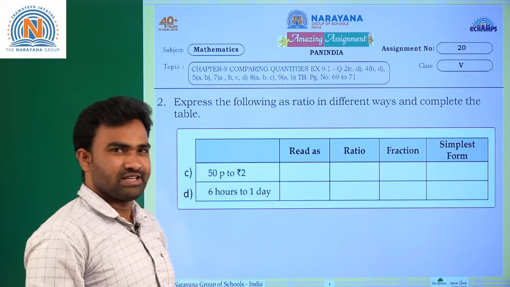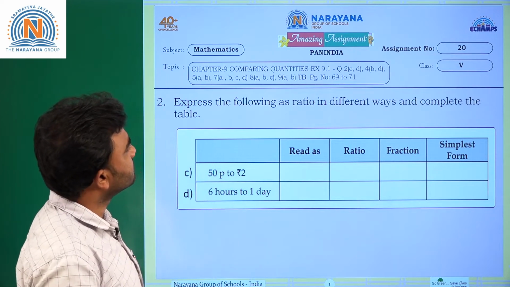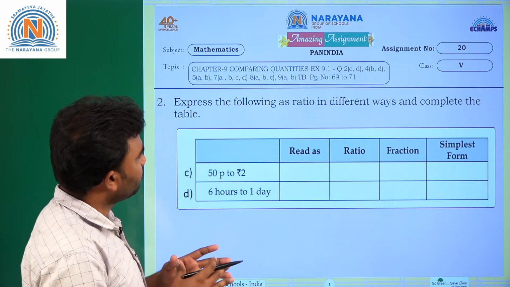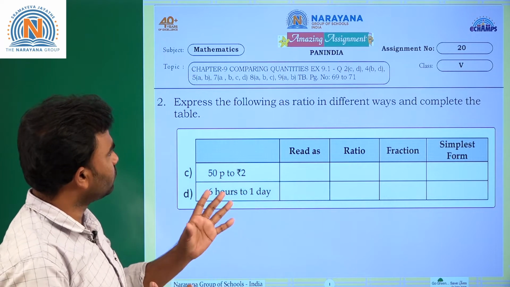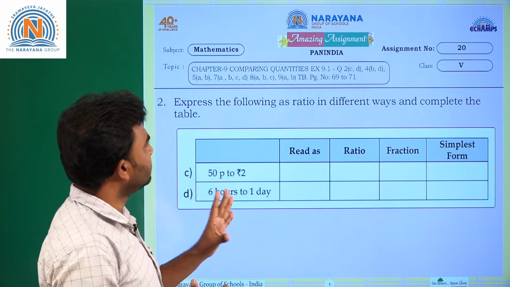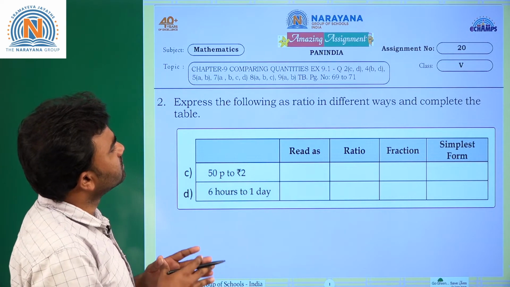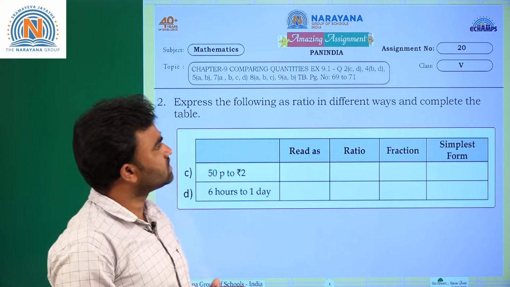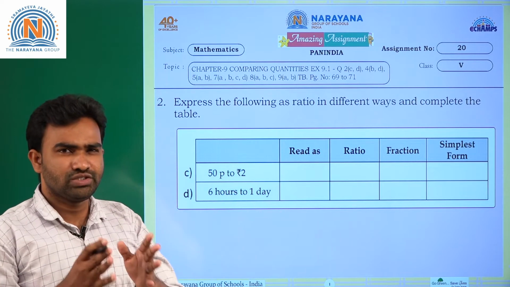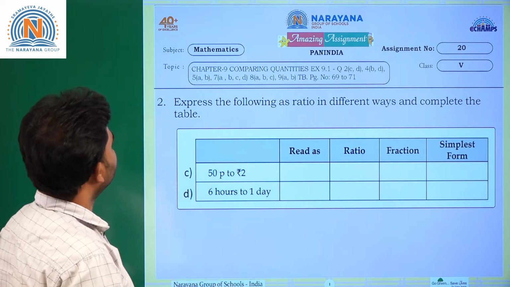Today's amazing assignment is on Chapter 9, Comparing Quantities. Exercise 9.1, Question 2 CD, 4 BD, 5 AB, 7 ABCD, 8 ABC, 9 AB sums. For this you can refer to textbook page numbers 69 to 71. Let's have a look at our amazing assignment.